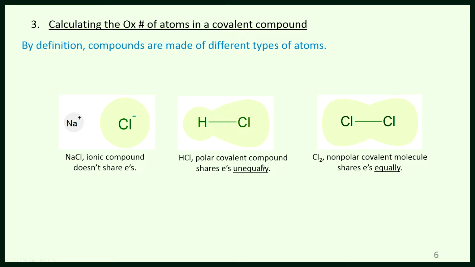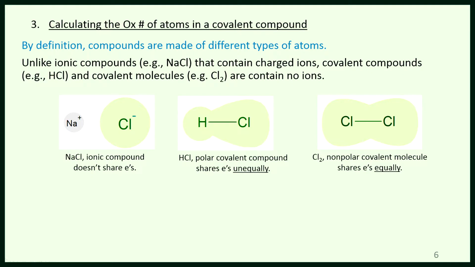In the middle, we have hydrogen chloride. It's a polar covalent compound. This shared pair of electrons is not shared equally because we have different atoms sharing them. And finally, on the right, we have chlorine, a nonpolar covalent molecule. This shared pair of electrons will be shared equally because the atoms are identical.